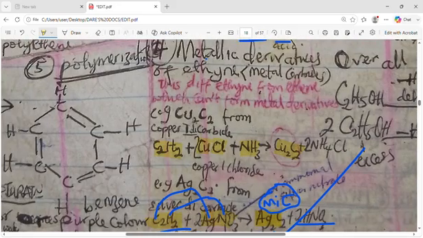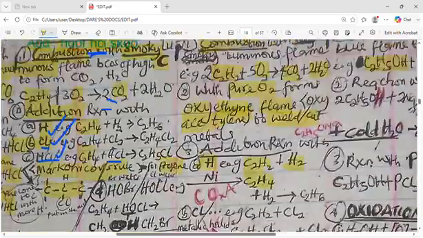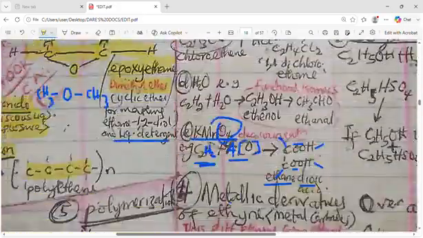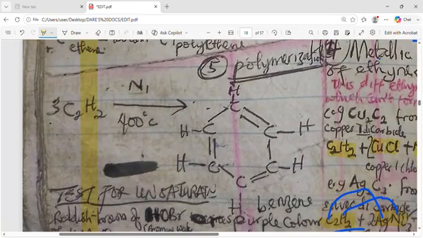Then finally, for alkyne, polymerization. Remember, we are dealing with CAMP, C-A-M-P. The P is the polymerization. Which means when we take ethyne, we add ethyne with ethyne with ethyne, so it can give us a large structure.